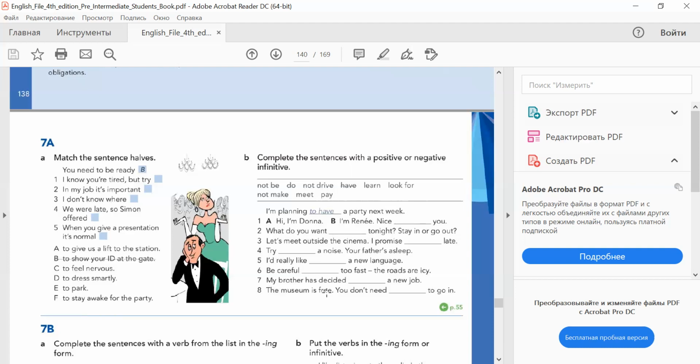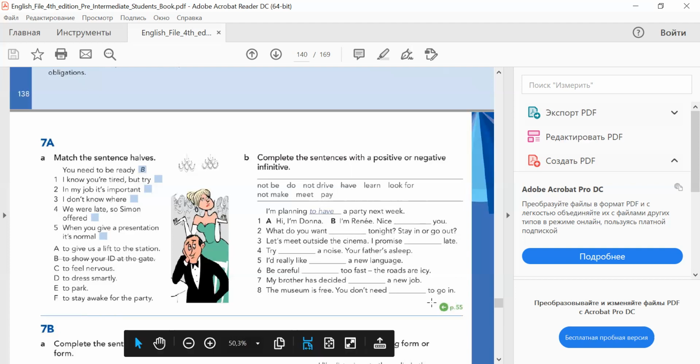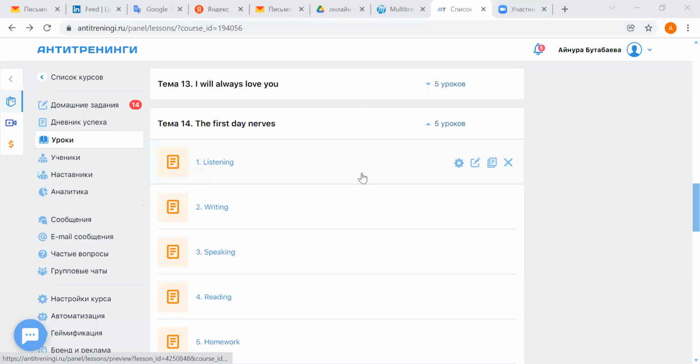8. The museum is free. You don't need to pay to go in. Okay. Now let's move on to the platform where we can see more exercises to practice. So here we have first day nerves, тема 14.